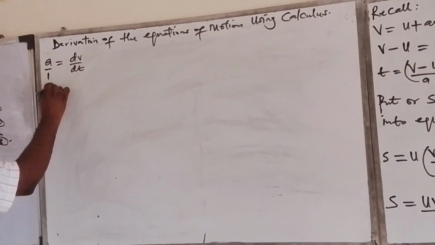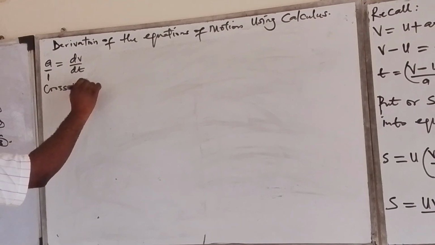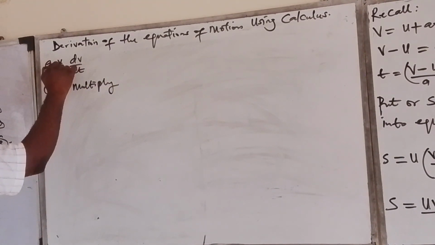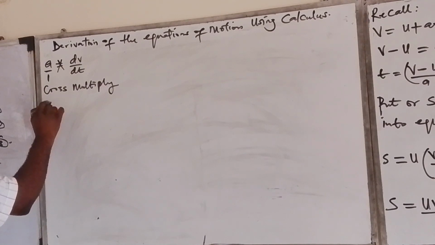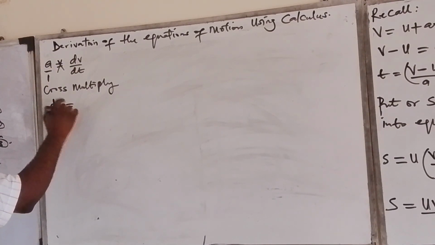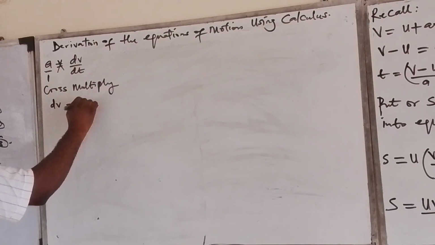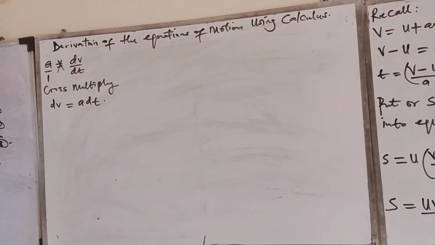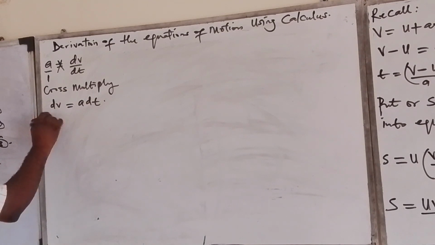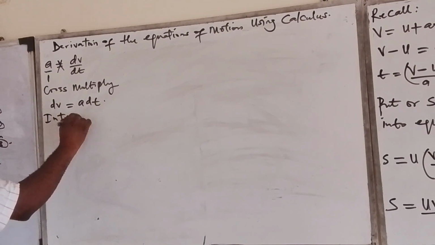Now, let's cross multiply. When you cross multiply, here we have the dv. The dv times 1 is dv, and that will give us a times dt. So we have dv, we have a dt. Now, let's integrate both sides.